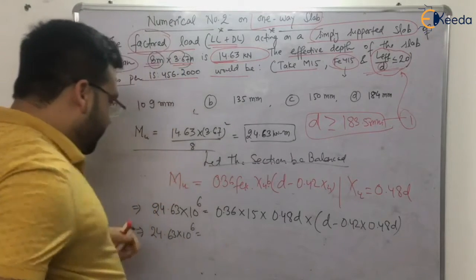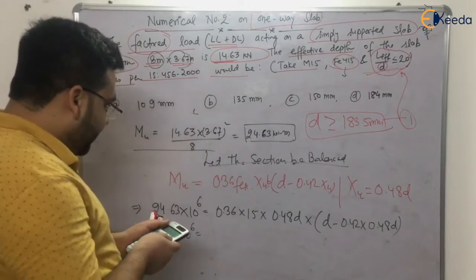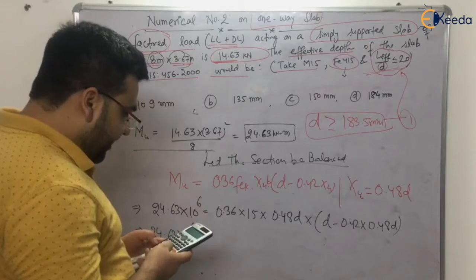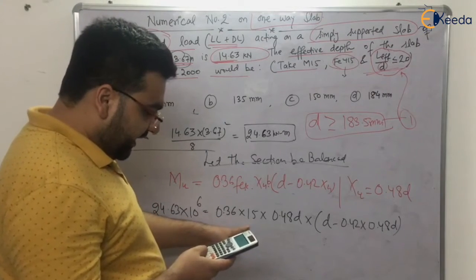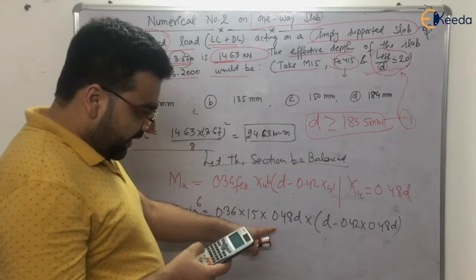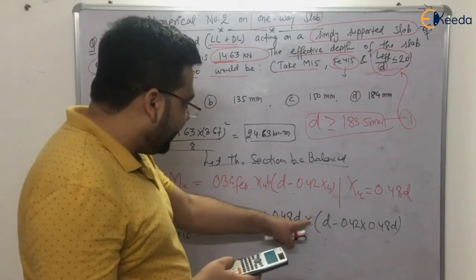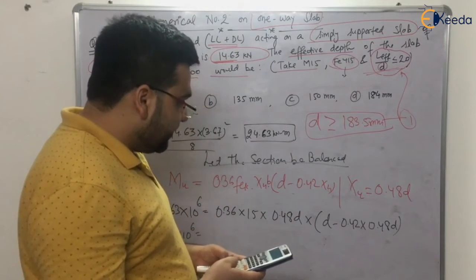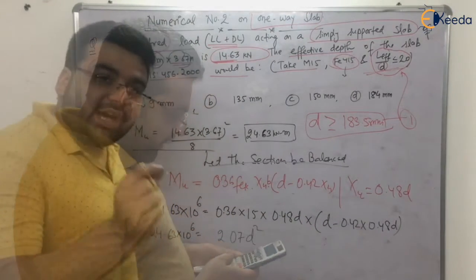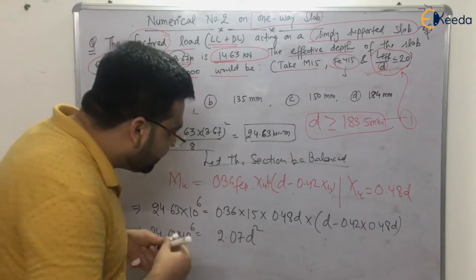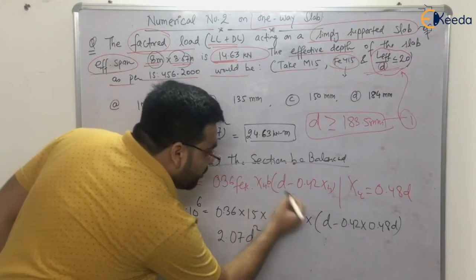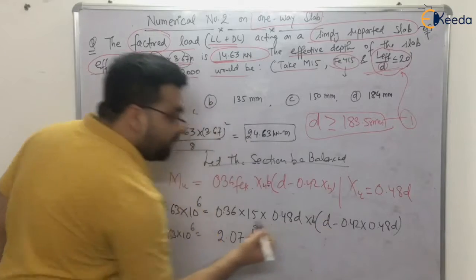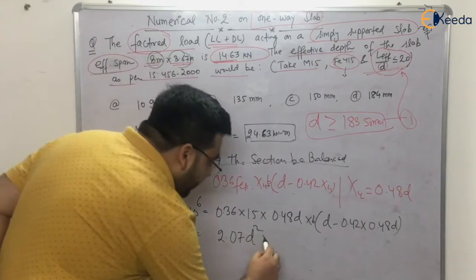Let me simplify it further. It will be D square. If I take D common, it will be equal to 0.36 into 15 into 0.48 into, in bracket, 1 minus 0.42 into 0.48. Sorry, I made one small mistake. I actually forgot to multiply it with B, right? So B also has to be multiplied, right, into B.